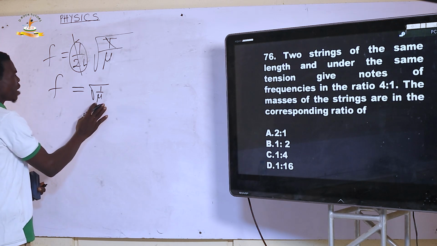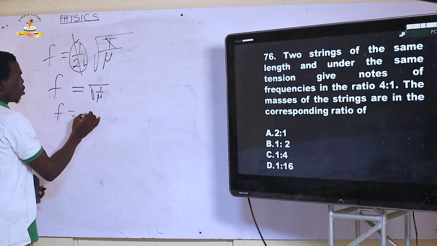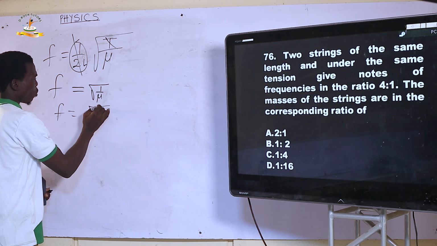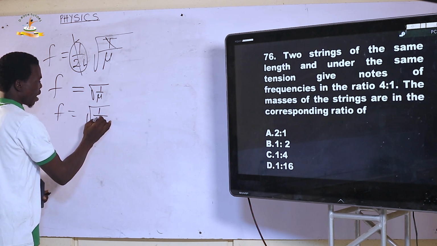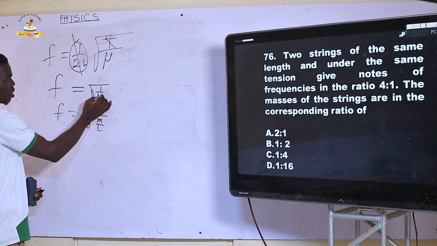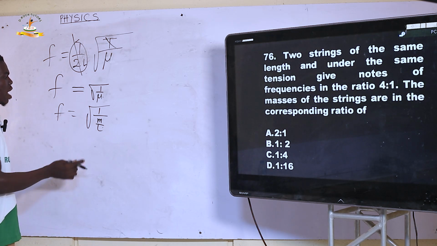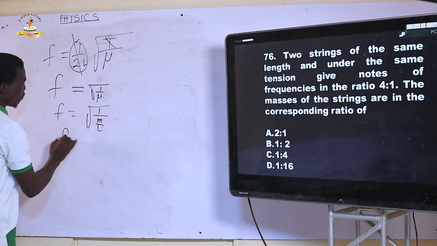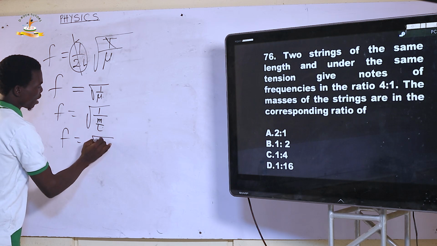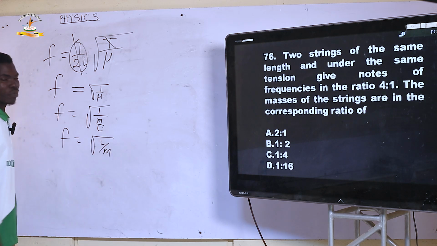So I can rewrite this as F equals the square root of 1 over mass over length, because this one is mass per unit length and we call it specific length. It means that my F becomes the square root of L over M.